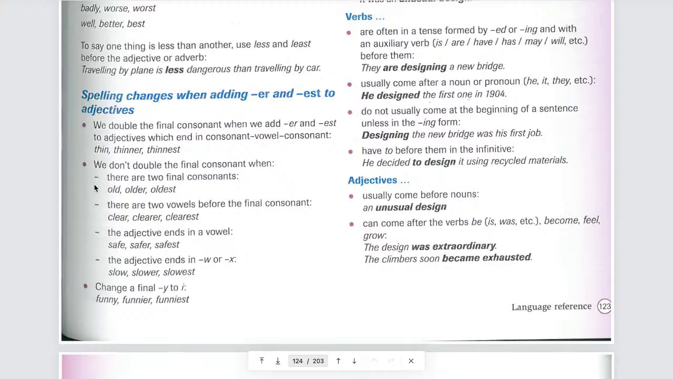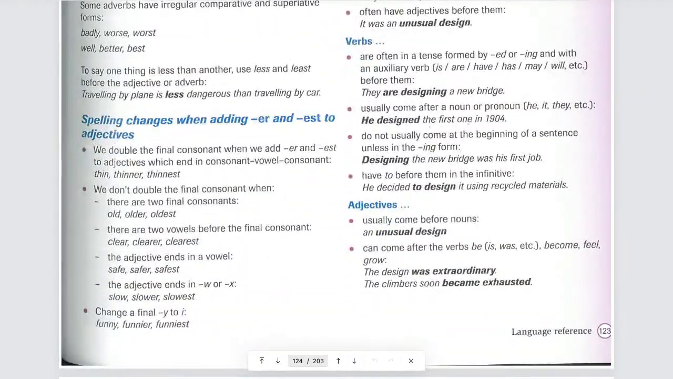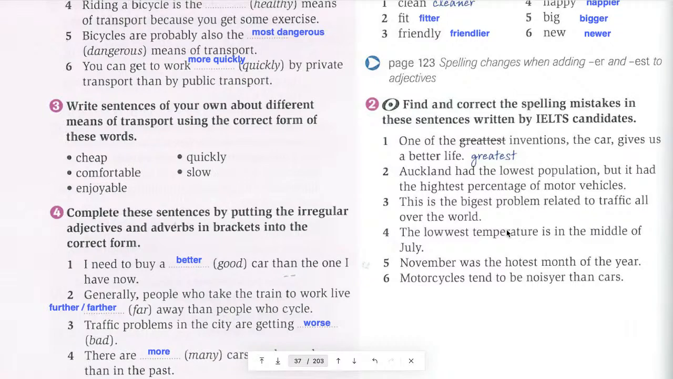Okay. Done. So you need to read everything carefully on that page. Especially for comparative and superlative. Yeah? Now let's get back to exercise 2. Find and correct the spelling mistakes in these sentences written by IELTS candidates. Number 1 has been done for you, right? One of the greatest inventions, the car, gives us a better life.